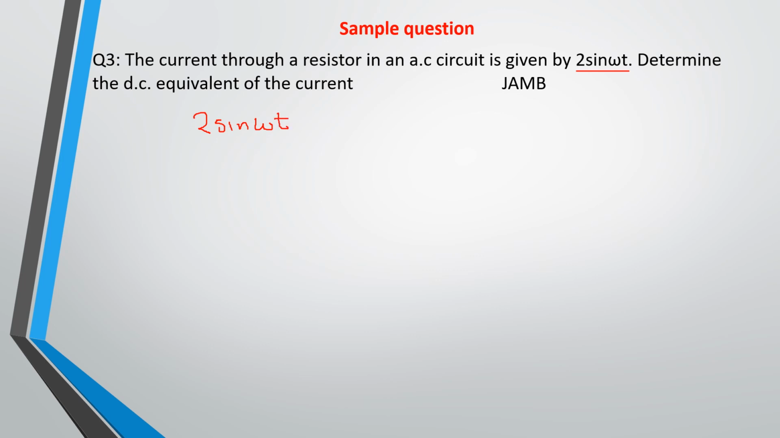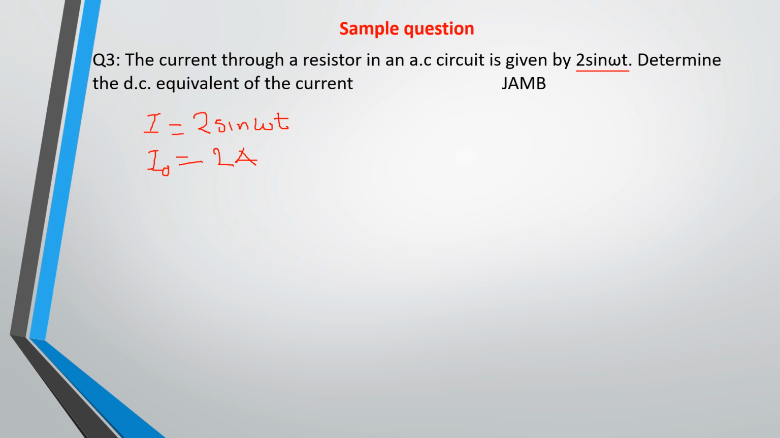Okay, so we are given that the current is equal to this. From this particular equation, you find that the peak value of your current is equal to 2 amp. So that one is clear from this particular question.